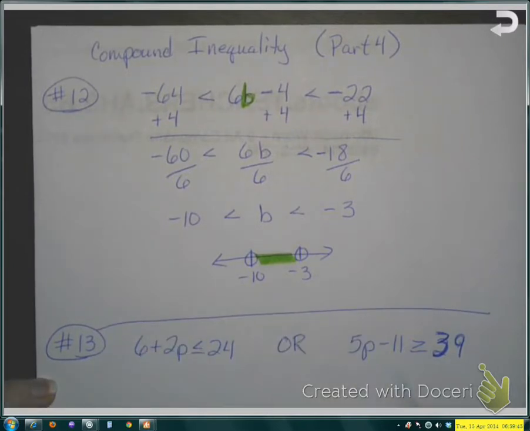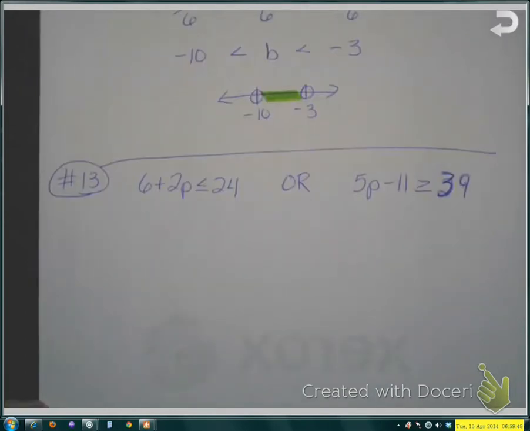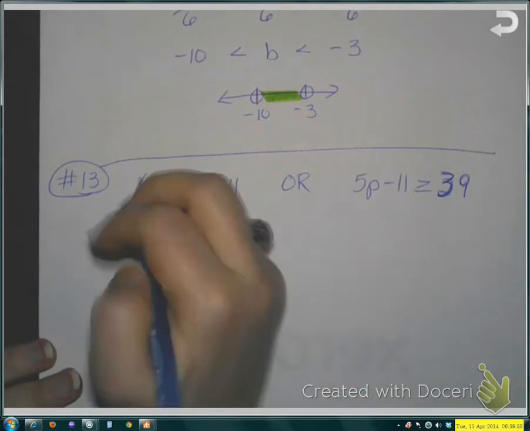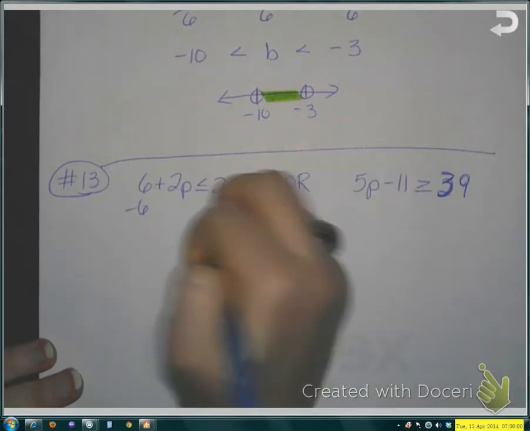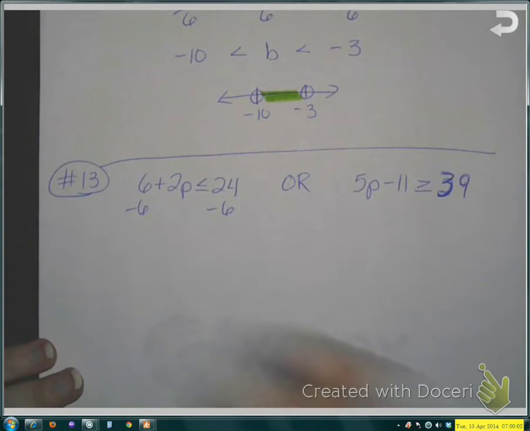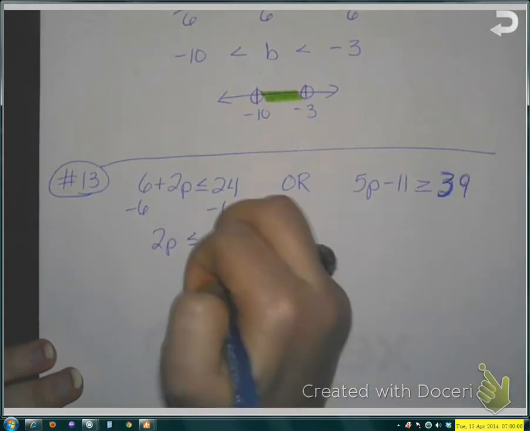The other type of compound inequality is like number 13, where there's an or statement. They give you 2 separate problems. They want you to work both of them. How dare they? Okay, so we're going to do the exact same thing we've always done. Okay, so I've got to solve for p. First thing I'm going to do, subtract the 6. It's beautiful. So I got 2p less than or equal to, that's 18.